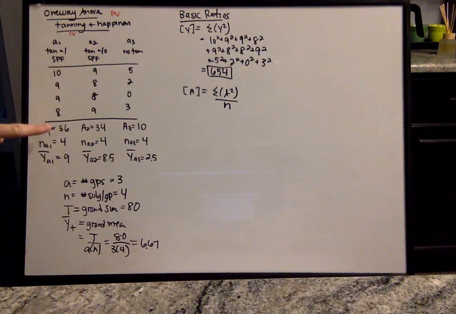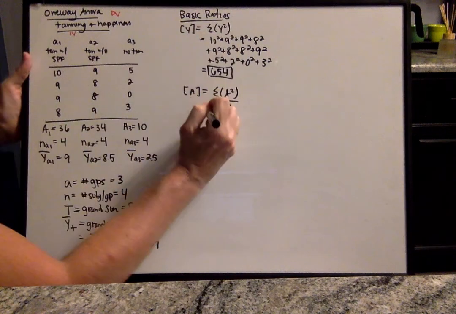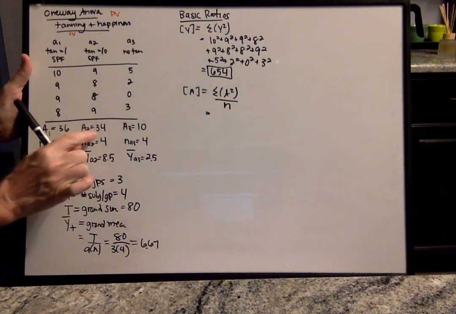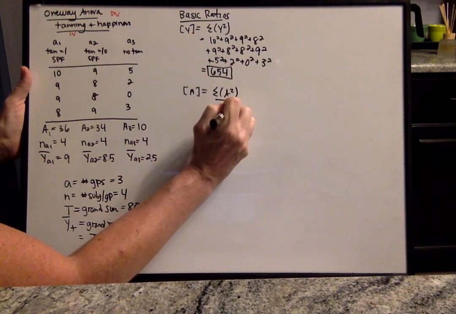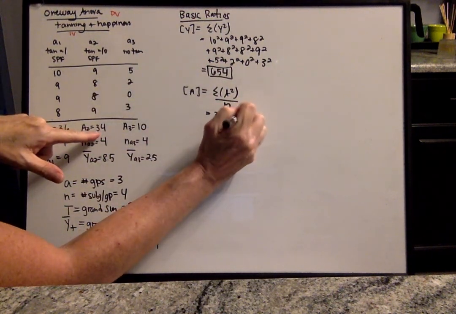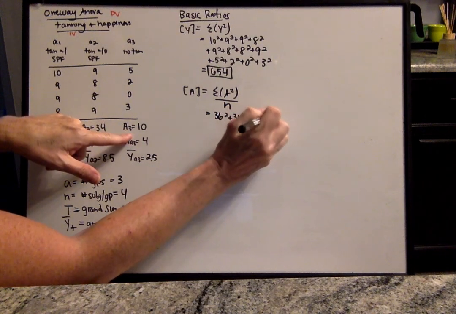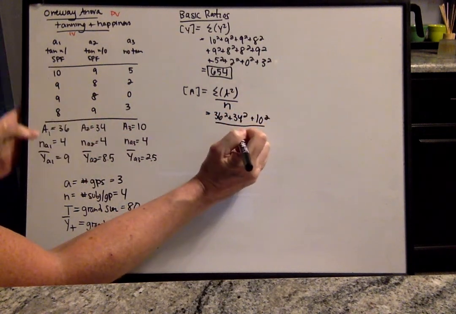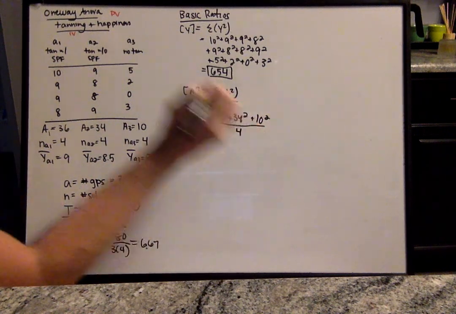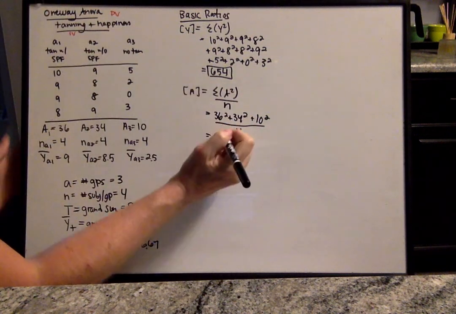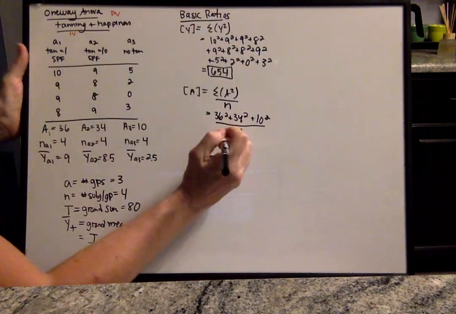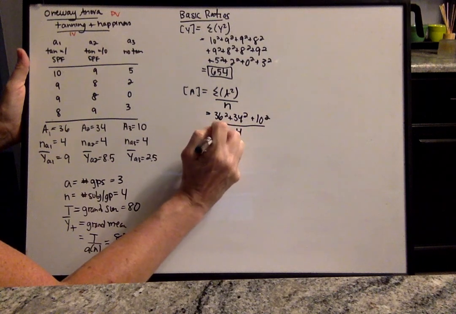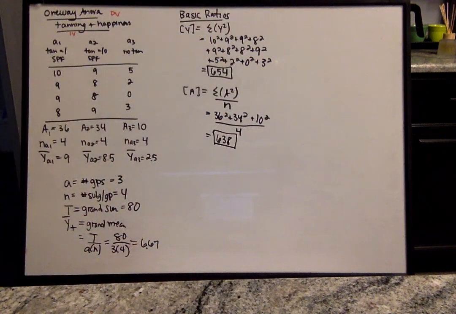So capital A's refer to sums. These are the sums of these three columns. So what we're going to do here is take each one of these column sums, square them, and add them up. So we have 36 squared plus 34 squared plus 10 squared, and then we're going to divide by n, which in this problem is 4. Again, I encourage you to run this through on your calculator and make sure you get the same number that I do. When I did this on my end, I got 638.